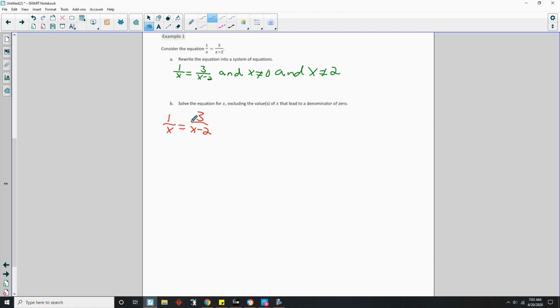So x times 3, so I'm going to multiply these, and that's going to give me 3x equals, and then I multiply the other direction, these here. Well, 1 times x minus 2 is x minus 2. And getting x all on one side, I get 2x equals negative 2. Divide by 2, divide by 2, and we get x by itself, and negative 2 divided by positive 2 is negative 1.